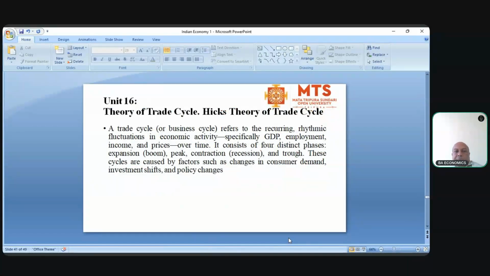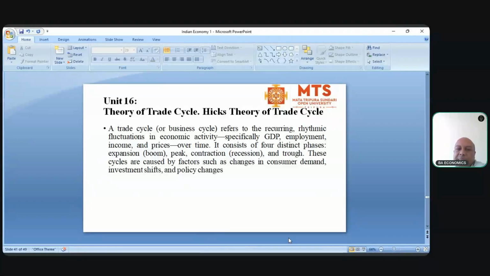Next, Unit 16. Unit 16 basically discusses the trade cycle and various types of trade theory. Basically, it discusses the Hicks theory of the trade cycle. So what does this mean? I will discuss it now. Trade cycle. Trade basically indicates business.